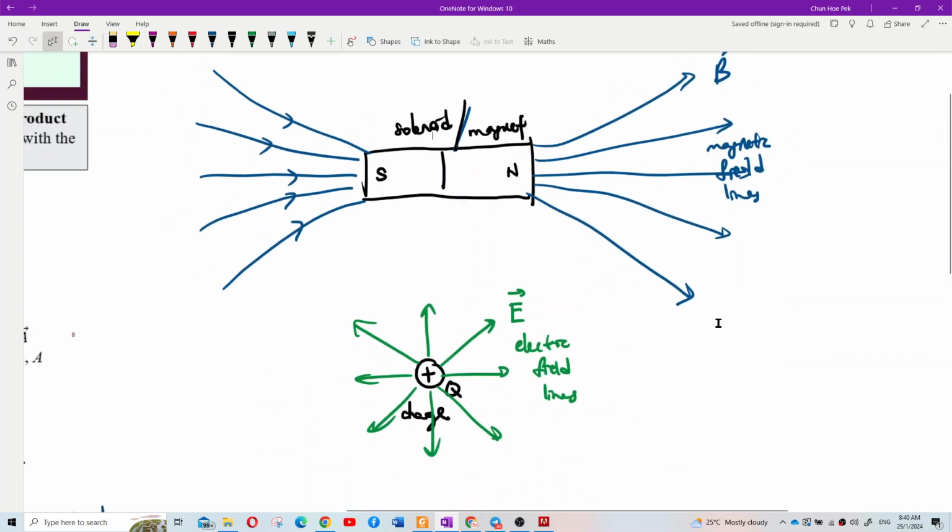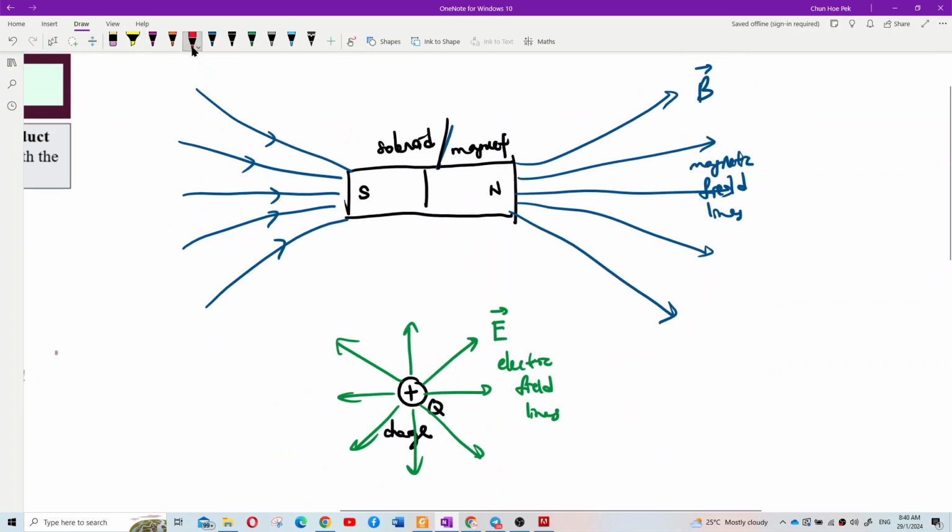Okay, why do I want to tell you this, class? Because last time when we learned charge, nearer to the charge, for example this position, it has a strong electric field, isn't it? But if very far away, it has a weak electric field. Same thing goes for a magnet. Nearer to the magnet, it has a strong magnetic field, but further away, for example over here, it has a weak magnetic field.